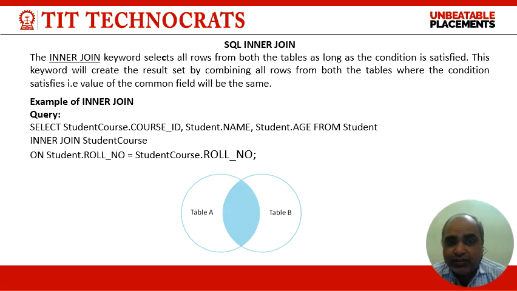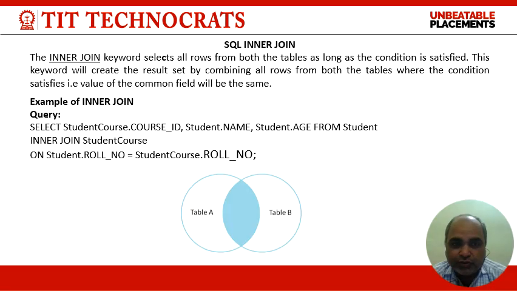First we discuss the inner join. The inner join keyword selects all rows from both tables as long as the condition is satisfied. This keyword creates the result set by combining all rows from both tables where the condition is satisfied, that is, the value of the common field will be the same. You can see in the picture, table A and table B, the common part from both tables is selected.